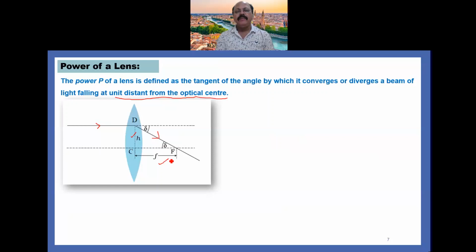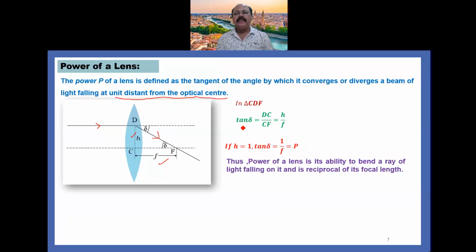Now in the triangle CDF we find out tan delta, which is equal to perpendicular upon base, DC upon CF, but DC is h, CF is f, so that's why tan delta equal to h upon f. If h equal to 1 as per definition, then tan delta equal to 1 upon f, which is equal to the power of the lens. So thus we can say that power of a lens is the ability to bend a ray of light falling on it and is the reciprocal of its focal length. Mathematically we can write P equal to 1 upon f.